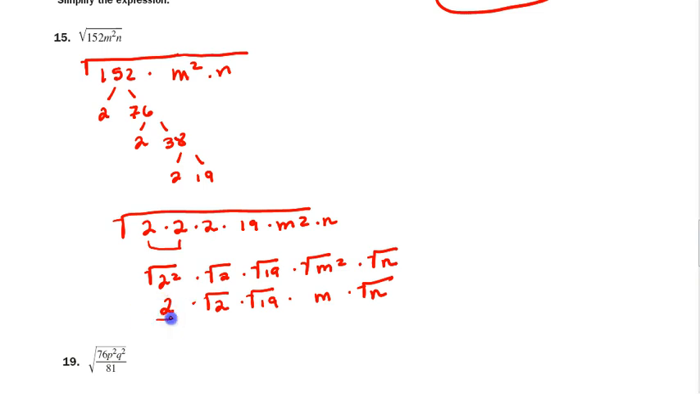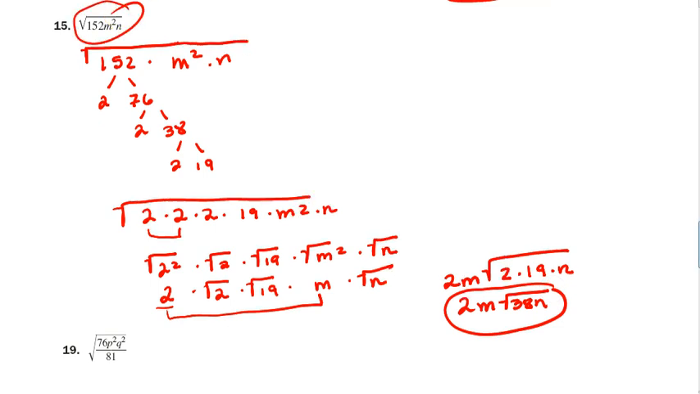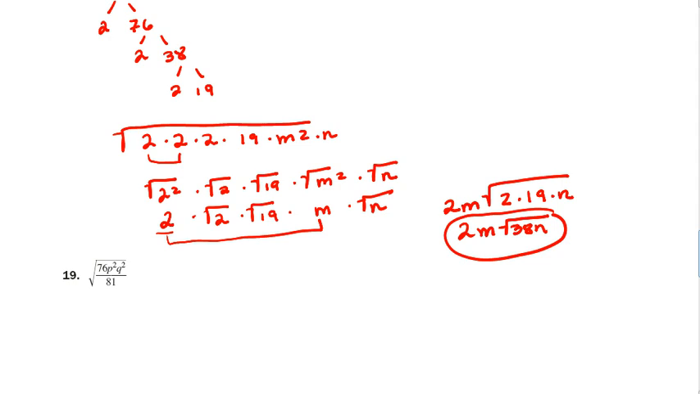Right? I have these two, so I get 2m times the square root, and again I could put these back together, 2 times 19 times n, or 2m times the square root of 38n. And this would be this expression simplified, or that square root simplified. All right?